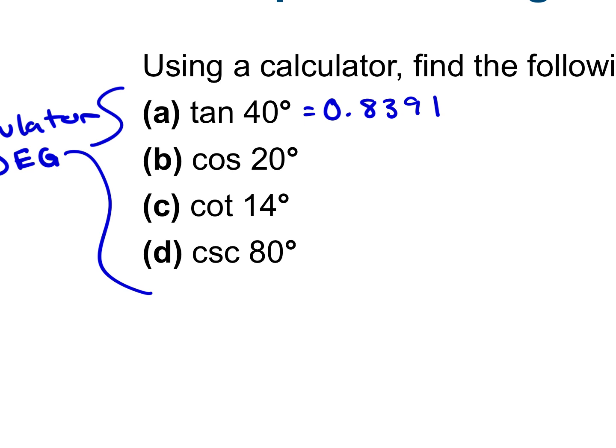Then in our calculator, we want to do cosine of 20. So just cosine 20. That should give you 0.9397. Cotangent, we don't have a cotangent button in our calculator, so this is the one where we have to do that extra step. Cotangent's the reciprocal of which trig function? Tangent. So I'm going to do 1 divided by the tangent of 14. That should give you 4.0108.